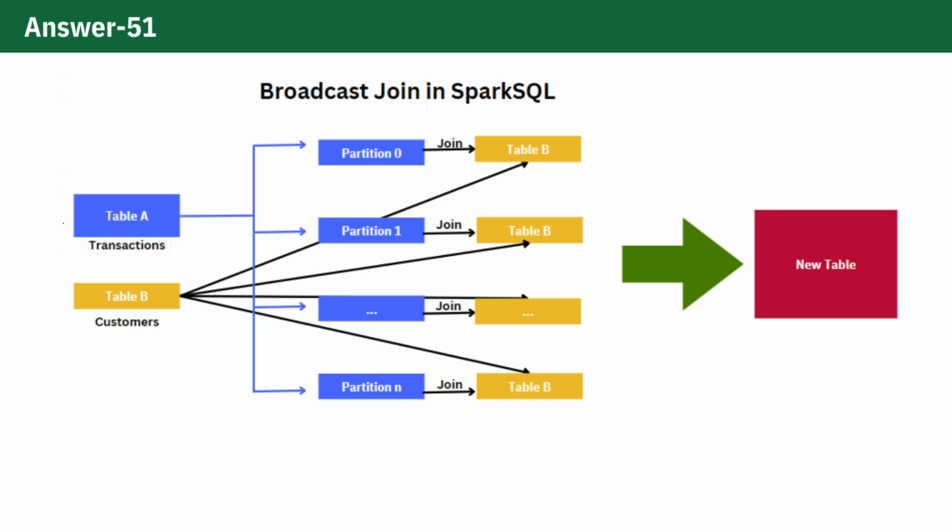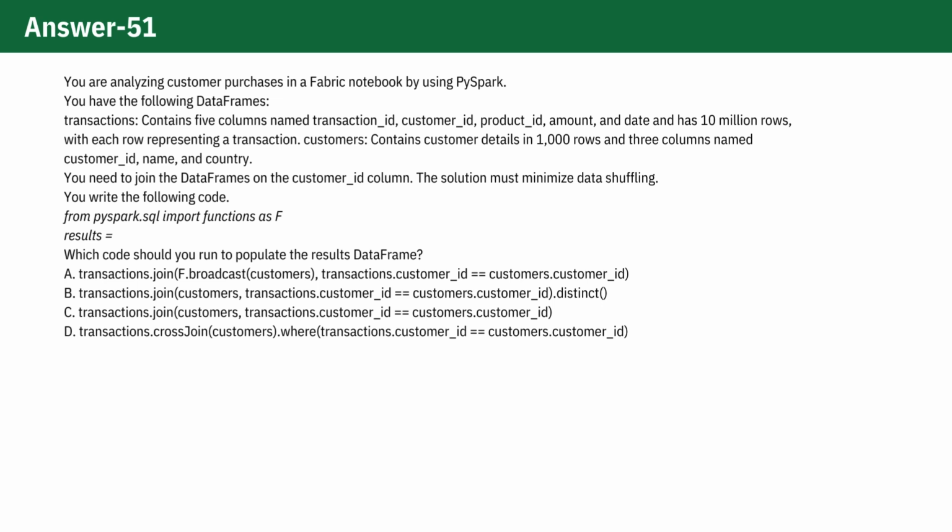network. Since customers is much smaller than transactions, broadcasting it will significantly reduce the amount of data that needs to be shuffled during the join process. This makes the join operation faster and more efficient. Let's see why other options are incorrect.